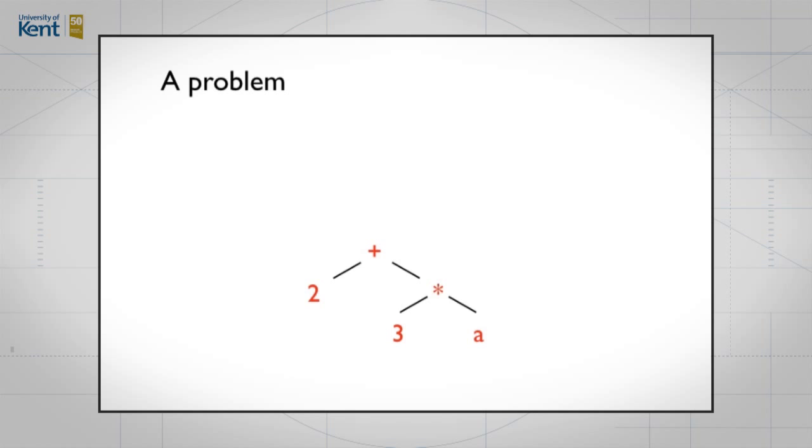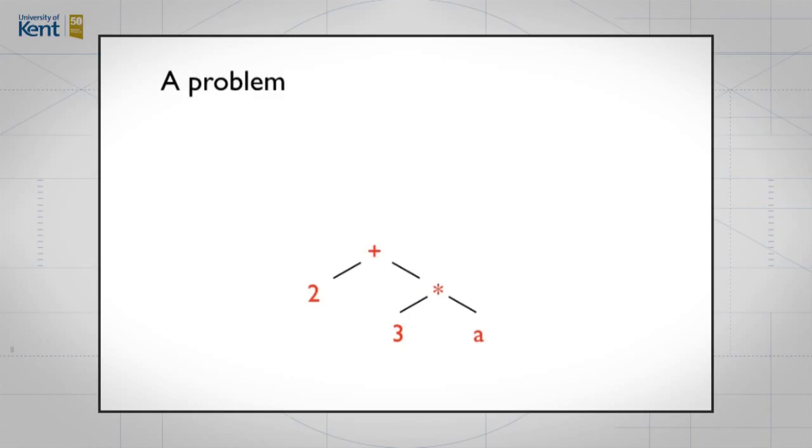Okay, so that's it. That's it, except that we missed out one of the cases in our definition. What if I try to evaluate an expression like this? 2 plus 3 times a. What value does that have? I don't know, because I don't know what value a has. So what do I do with this?